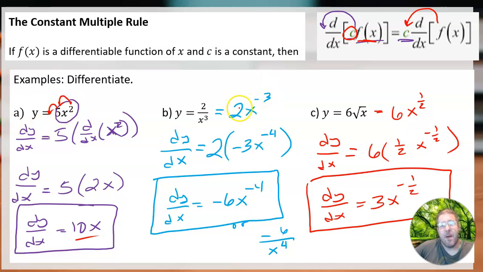Take -3, multiply it by 2, you get -6. Drop this by 1, you get -4. Remember, change this radical to rational. 1/2 of 6 is 3. Drop this by 1, you get -1/2, which would be the same thing as 3 over root x. There it is.